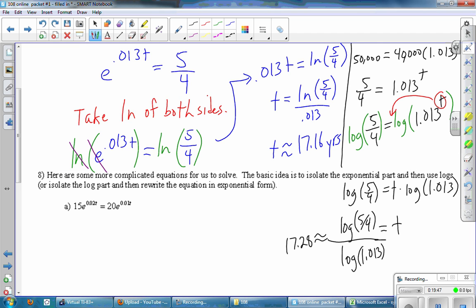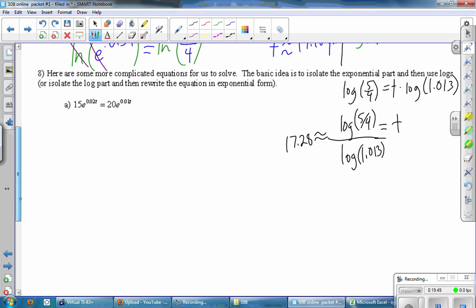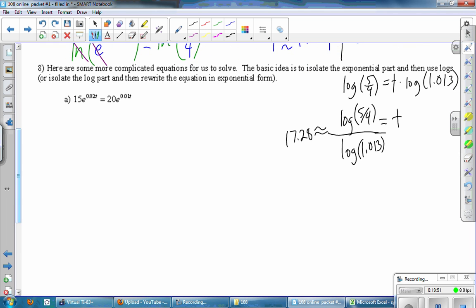Number 8, here's some more complicated equations for us to solve. Basic idea is to isolate the exponential part and then use logs, or isolate the log part and then rewrite the equation in exponential form. Part A, 15e to the 0.02t equals 20e to the 0.01t. I think I didn't read the t on the left-hand side, but there's variables on both sides in both powers.